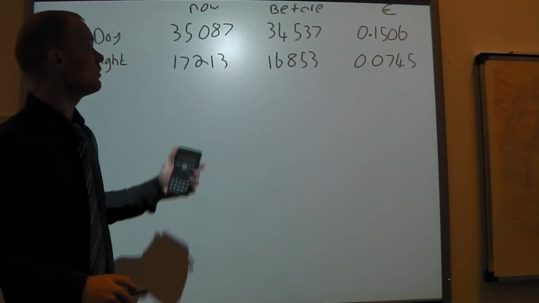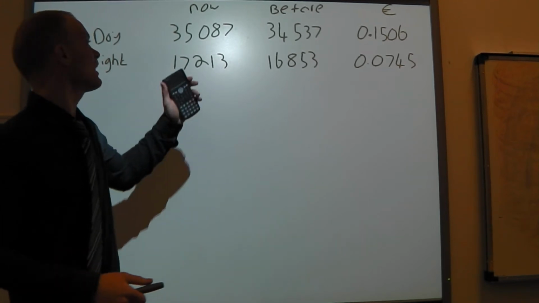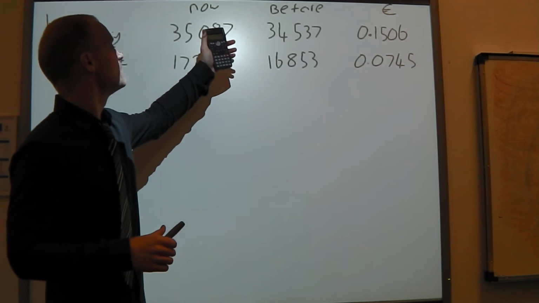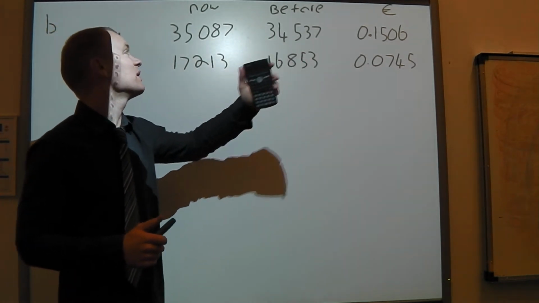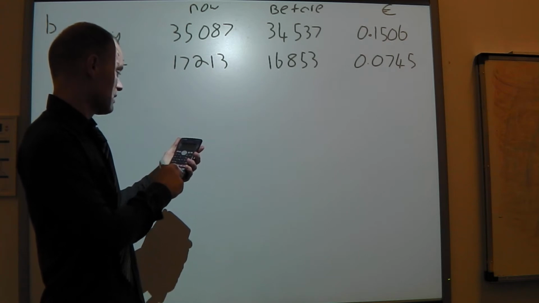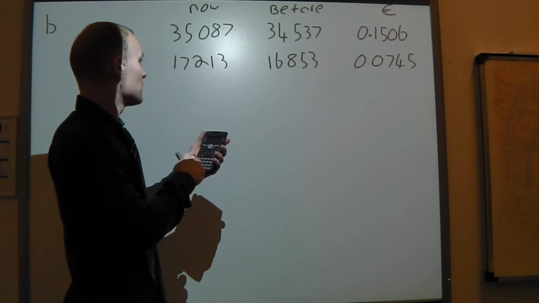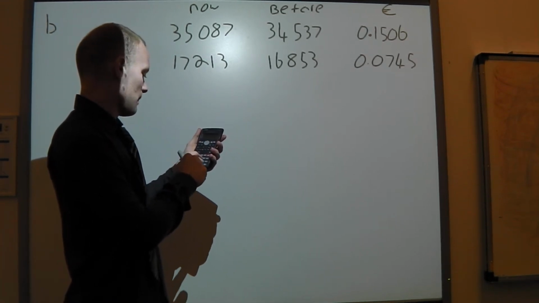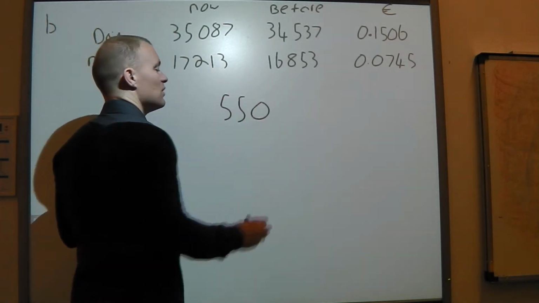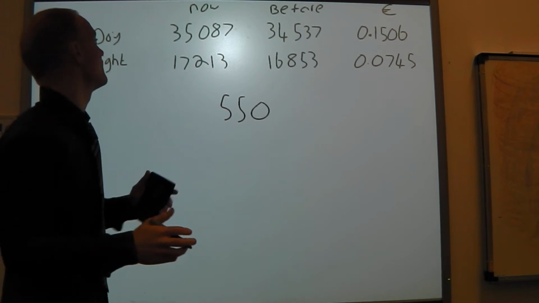Now for this question here, what we have to do is firstly work out how many units you used in that time period. So we get the now units and we subtract the before units. So that is 35,087. Subtract what you used before. And that is equal to 550. So that's how many units you used in between the periods. That's what it's going to get billed for.